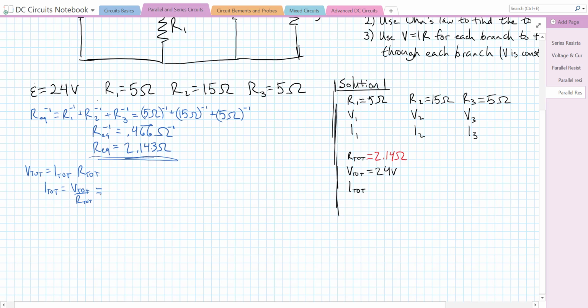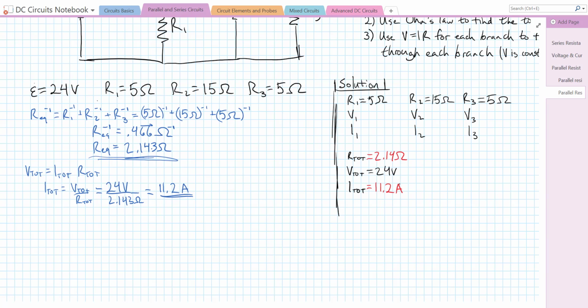So that's going to give us, we have a voltage of 24 volts divided by 2.143 ohms. That gives us a current of 11.2 amperes. That's a whole lot of current. Let's fill that in over here. 11.2 amperes. Well, we have the total.